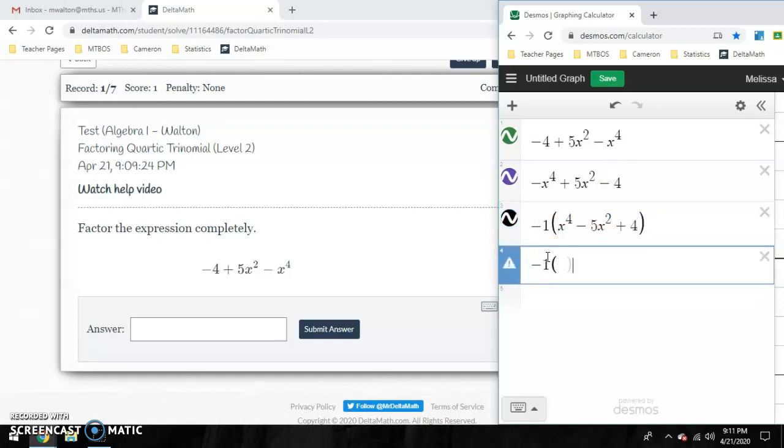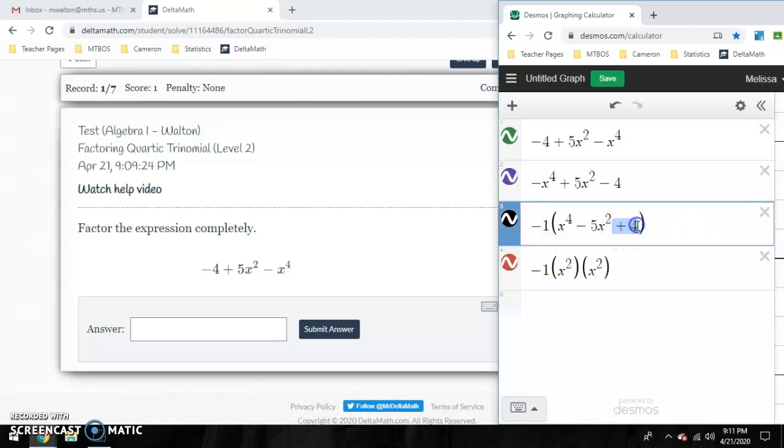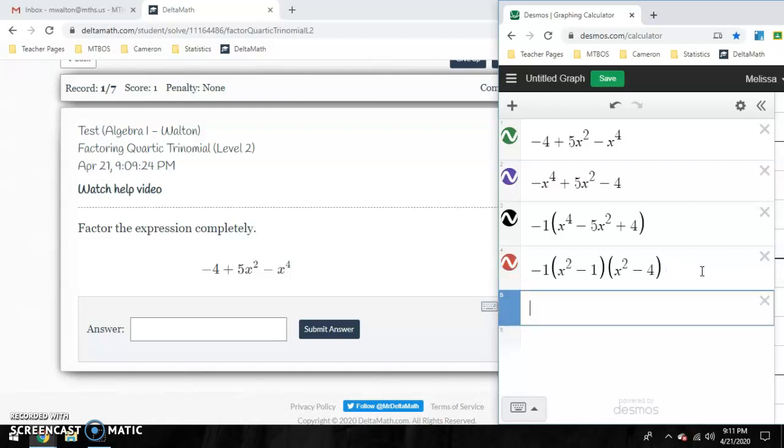So let's do it. x to the fourth breaks up into x squared and x squared. I need two numbers that multiply to a positive 4 that add up to -5. Well, that would be -1 and -4. Think about that. -1 times -4 is positive 4, and -1 plus -4 is -5. Now we're looking for our difference of two squares, and I see two difference of two squares. Let's look at this.